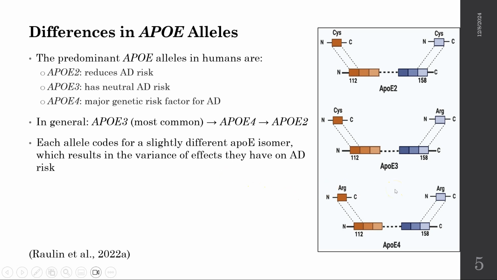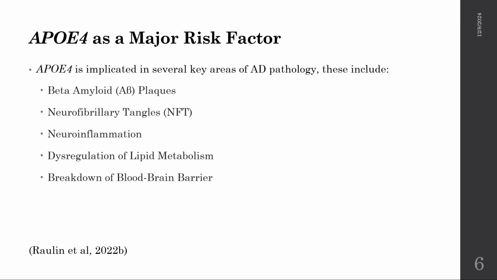APOE is a 299 amino acid sequence. The differences between the three isomers are in only two positions on that whole sequence, position 112 and position 158. APOE4 is implicated in several key areas of Alzheimer's pathology, which include the development of beta amyloid plaques and neurofibrillary tangles. We also see its promotion of neuroinflammation, dysregulation of lipid metabolism, and a breakdown of the blood-brain barrier, but we'll only be focused on the plaques and tangles for today.